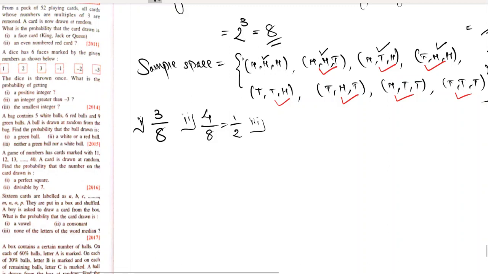So in how many outcomes you have at most 2 heads? 7. 7 by 8.